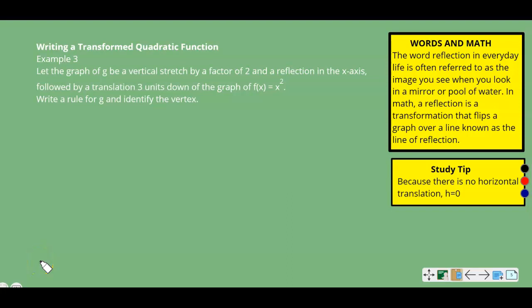All right, we're continuing transformations of quadratic functions, and we are up to example 3. Example 3, we are writing a transformed quadratic function. So now we're going to be writing a new function.